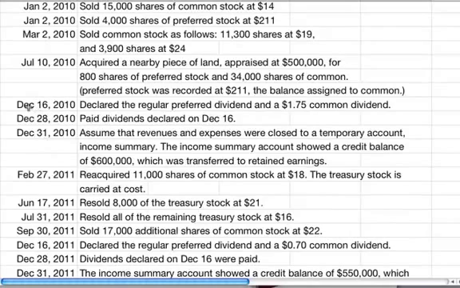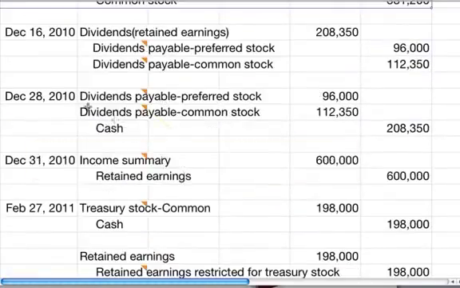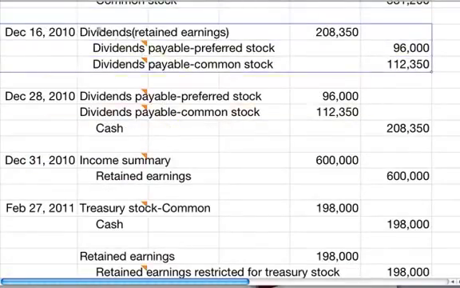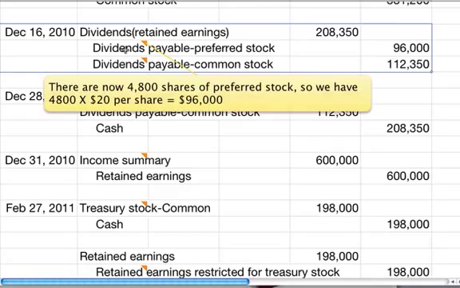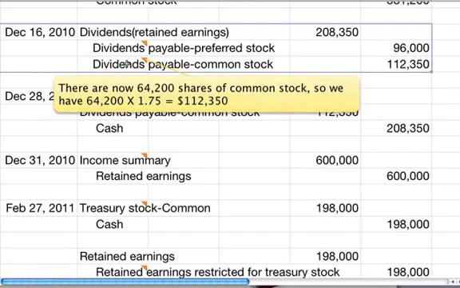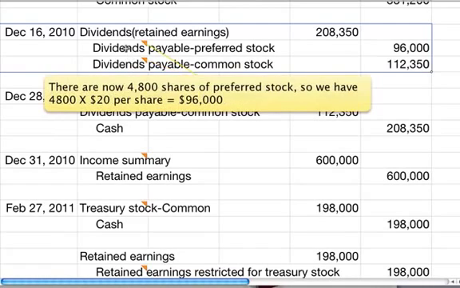Okay, now our next transaction is we declared the regular preferred dividend and a $1.75 common dividend. So, debit dividends or retained earnings for $208,350. The dividends payable preferred stock is 4,800 shares times $20 per share. The $20 is the 10% of $200 par value. That gives us $96,000. The dividends payable common stock is 64,200 shares of common stock times $1.75, and that's $112,350.